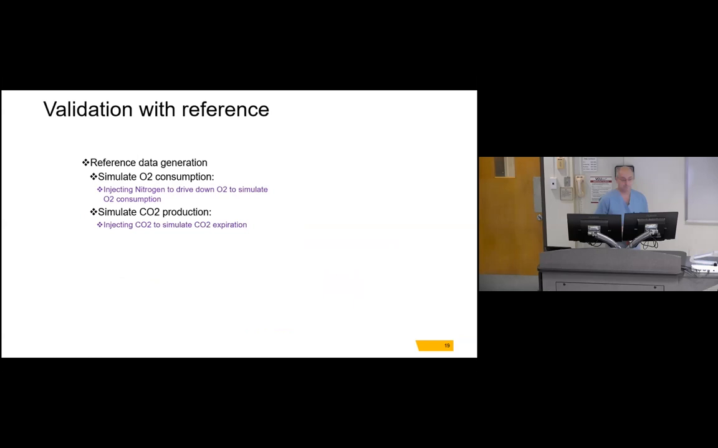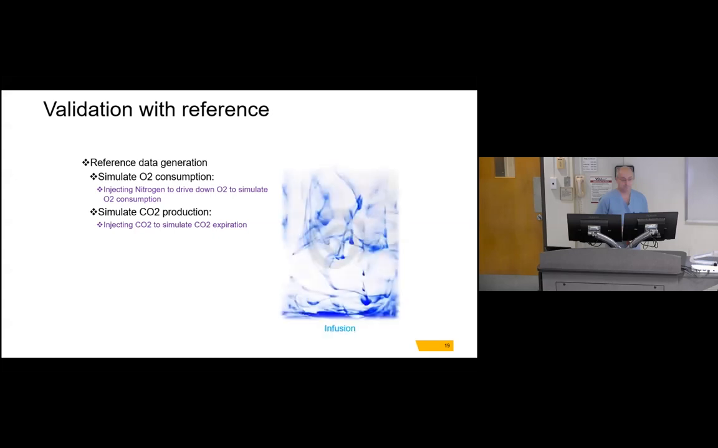So for validation, to simulate a living human subject in the chamber, we need to simulate oxygen consumption and carbon dioxide accumulation. It's easy to think of ways to accumulate the carbon dioxide. You just need to inject the carbon dioxide into the chamber. But it's not so easy to extract the oxygen out to simulate the oxygen consumption. So what we actually did is inject nitrogen into the chamber in order to drive down the oxygen percentage. This validation method is called infusion. With the reference data gathered from the infusion test, we can then compare the measurement from the chamber with the reference data and see how much they deviate from each other.